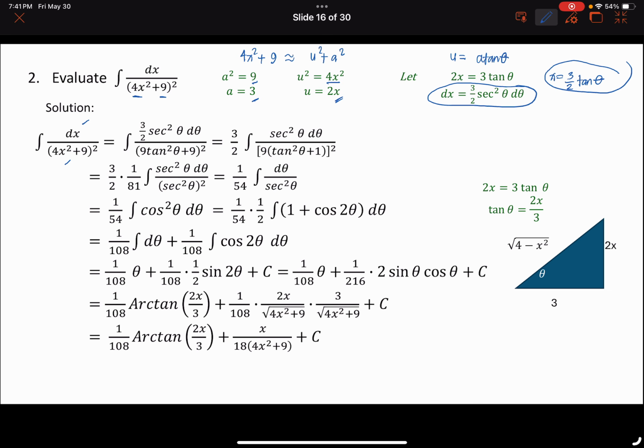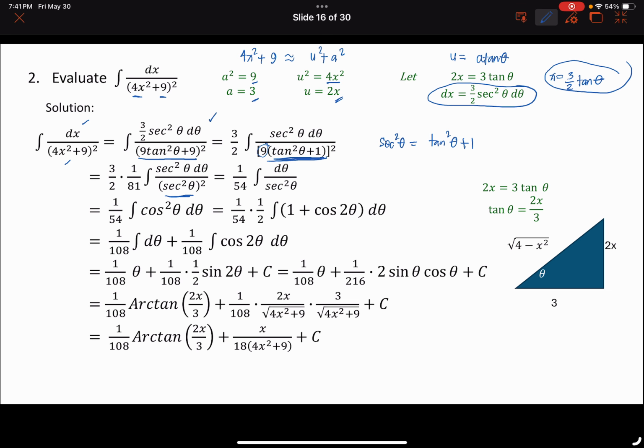So dx is 3 over 2 secant squared theta d theta, and 4 times x squared, so 4 times 3 over 2 tangent theta squared plus 9. So we have 9 tangent squared theta plus 9, squared. We can factor out 9. So that would be tangent squared theta plus 1. And take note that secant squared theta is equal to tangent squared theta plus 1. So this expression is the same as secant squared theta.